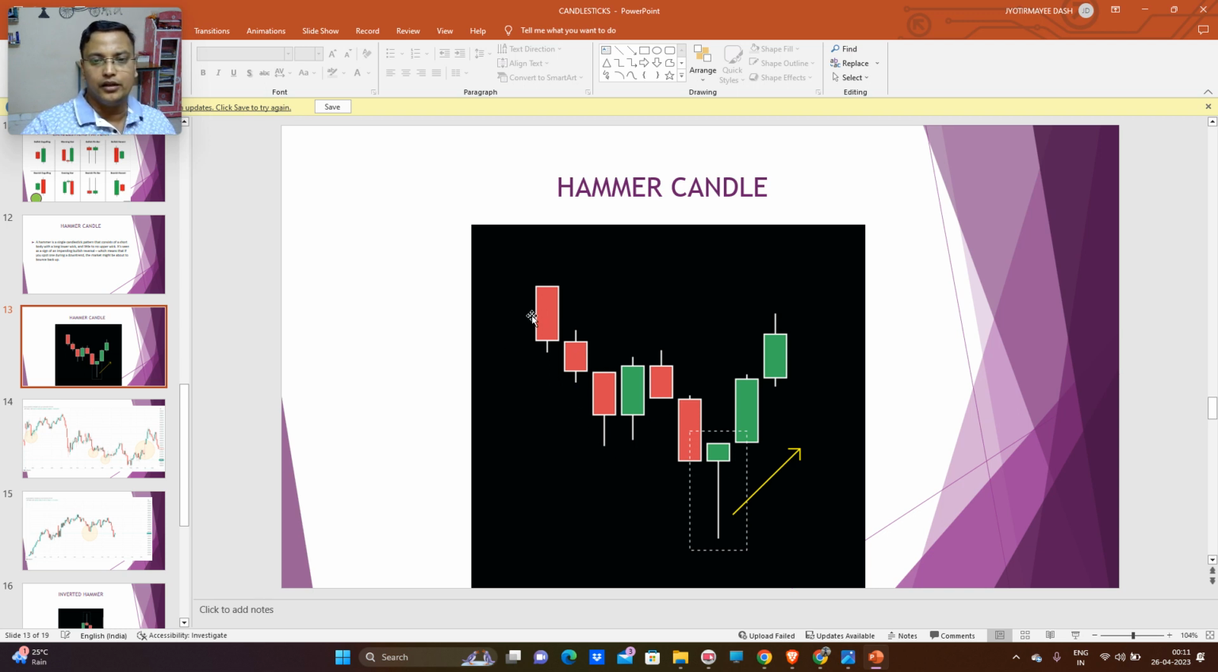This is a downtrend. There are more red candles, as you know, and you can see the price has started here and it has come down. The lowest point was here, but what happened? The bulls drove the prices to here and they formed a green candle, and after that the prices went up.